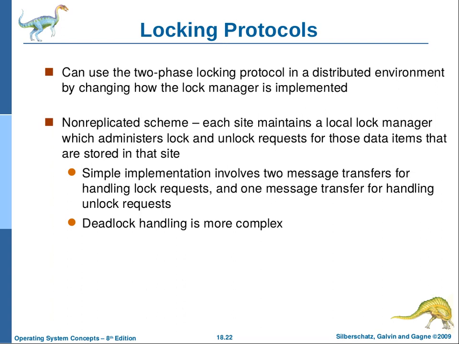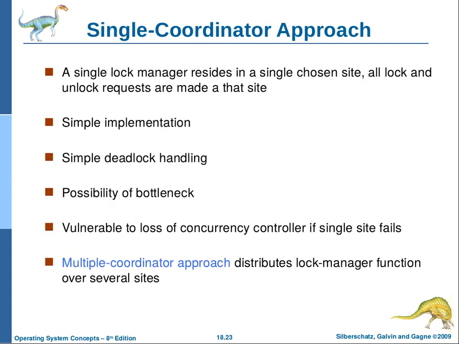We can use a two-phase locking protocol in a distributed environment by changing how the lock manager is implemented. Sure, instead of having the Death Star, everyone's going to be able to lock it themselves. In the non-replicated scheme, each site maintains its own lock manager, which administers lock and unlock requests for those data items which are stored on the site. So in other words, each of these guys, you might have a whole bunch of them, are going to have all the locks that could possibly be requested or held. And then they have to communicate to each other who has the lock. This can be more complex with deadlock handling because if a site goes down and you're trying to request something from them, that can be deadlock.